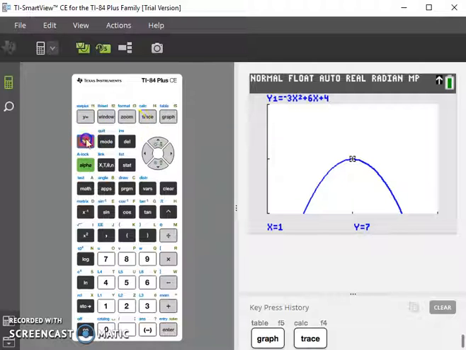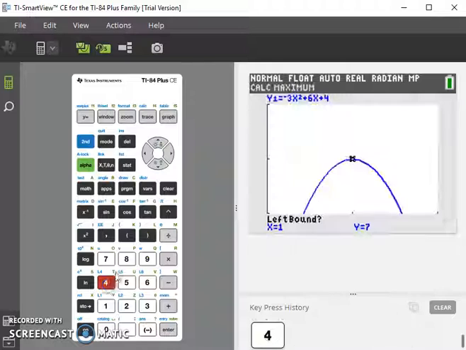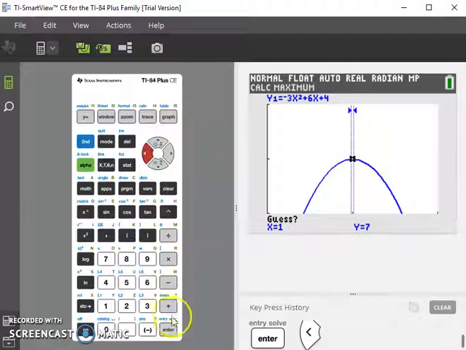Just for the heck of it, I'm going to go in second calc. I just want to see this time if I calculate the max. I'm going to go a little bit to the left, my left bound, go a little past that, my right bound. And sure enough, I'm going to guess it, and yeah, 1 comma 7 is my maximum. So there you go, using the calculator to search for the vertex of a parabola.